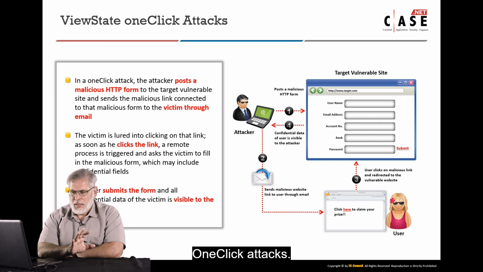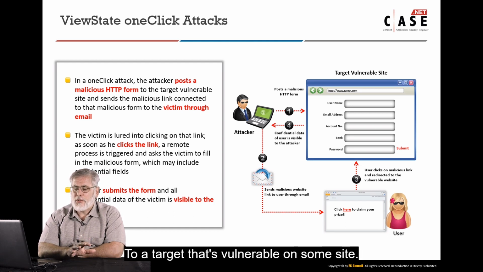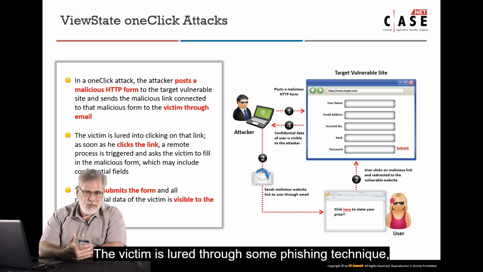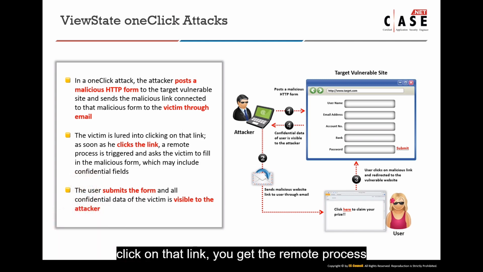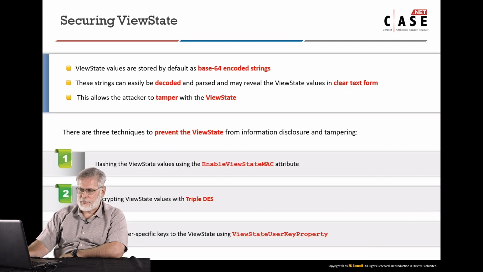One-click attacks. The attacker posts some malicious HTTP form, maybe through cross-site scripting, however they get it up there, to a target that's vulnerable on some site. We send a link to the malicious form to the victim through email, perhaps. The victim is lured through some phishing technique. Click on that link. You get the remote process triggered, and the victim is asked to fill out the form, which could include confidential fields. You submit all the data, and all that data is visible to the attacker. It's a variation of phishing for your information.